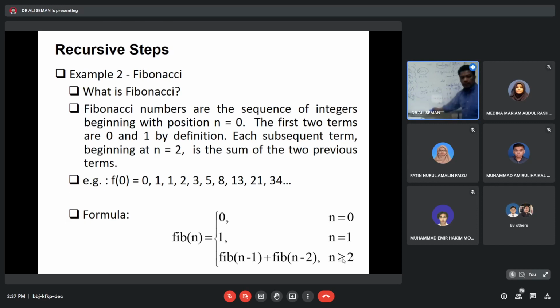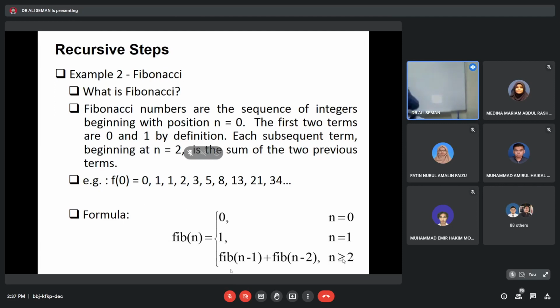And we go to the third example. The first was summation, the second one is factorial, and the third is Fibonacci. Do you know what a Fibonacci is? What is a Fibonacci sequence? In mathematics, we have this Fibonacci sequence.